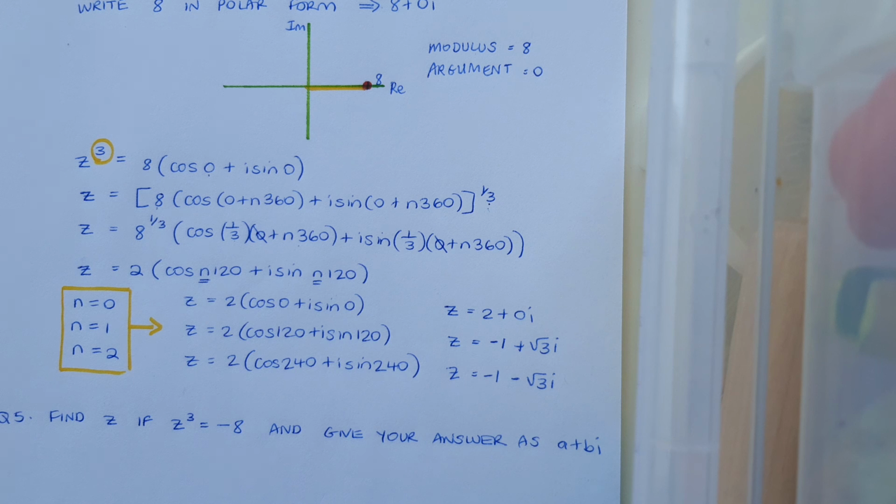Question 5 says find z if z cubed equals minus 8 and give your answer as a plus bi. Because that question is actually so like the question 4 that I just did, I'm actually not going to work out the solution for it just yet. Give it a bash yourself and see if you can figure out what the 3 solutions should be. And again, you're going to expect 3 solutions because you're trying to find z knowing z cubed.